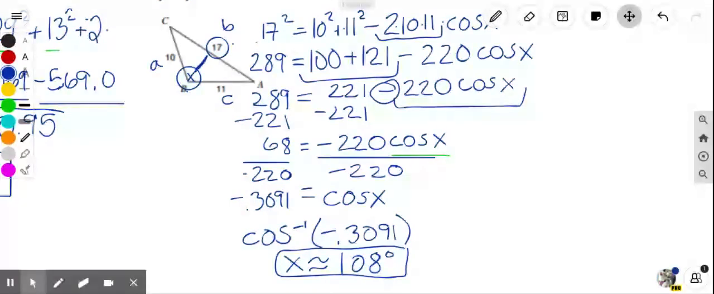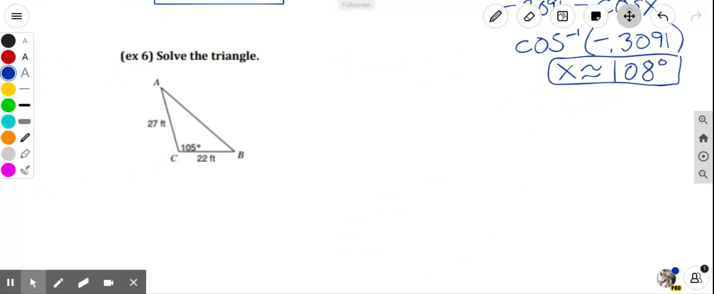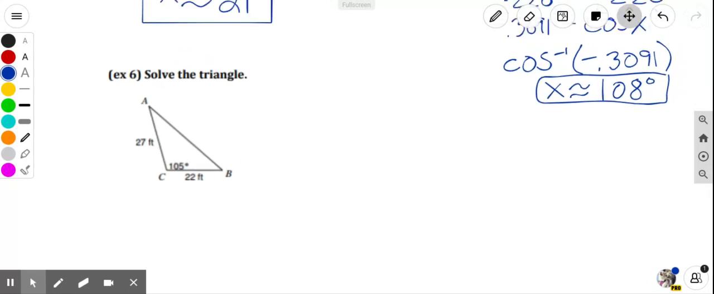Example 6, we're going to do next. This one is finding everything, find all the missing parts. And then that's it. So we have solved the triangle here. We are given the 105, the 27, and the 22. Remember, if you're given two sides with an angle between them, that's sort of like side angle side, your only option here is law of cosines. So we have to find AB first.